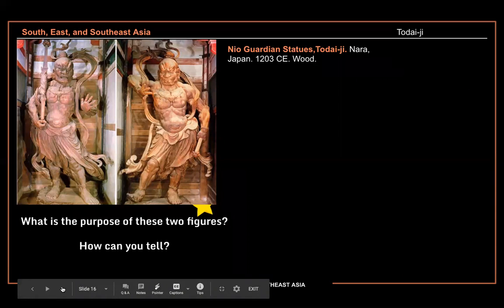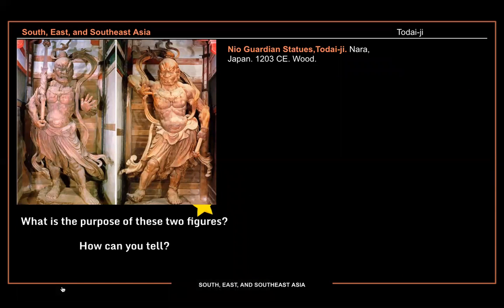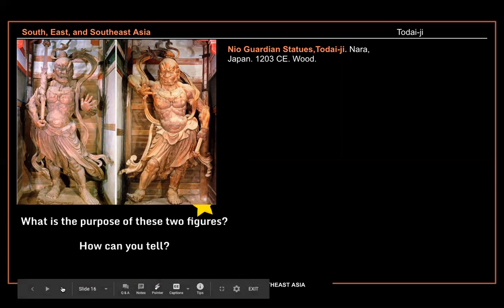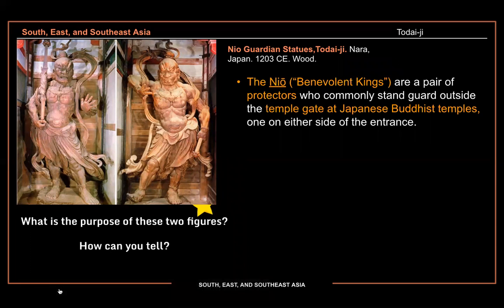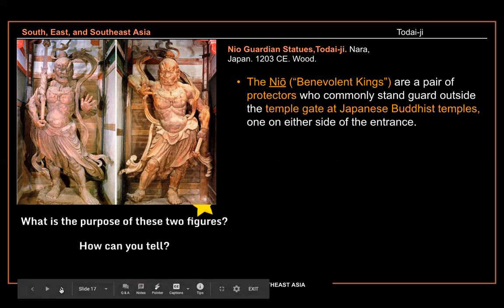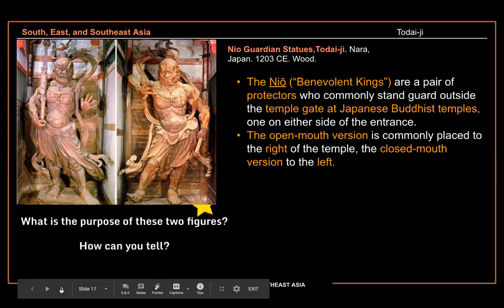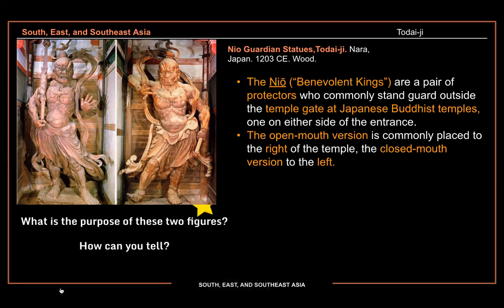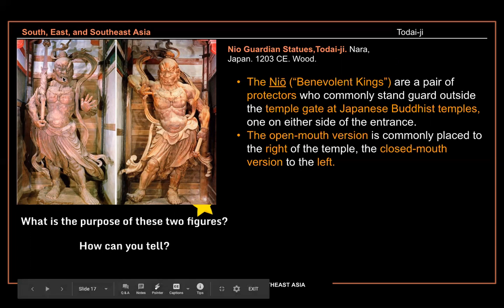So can you tell what the purpose of these figures is based on the visual evidence? What are the telltale signs? These are called the Nio. They are a pair of protector images that stand guard at the entrance to this Buddhist temple. These versions have the open mouth as well as the closed mouth. So you can see one is open and one is closed, just like we saw at Longmen.